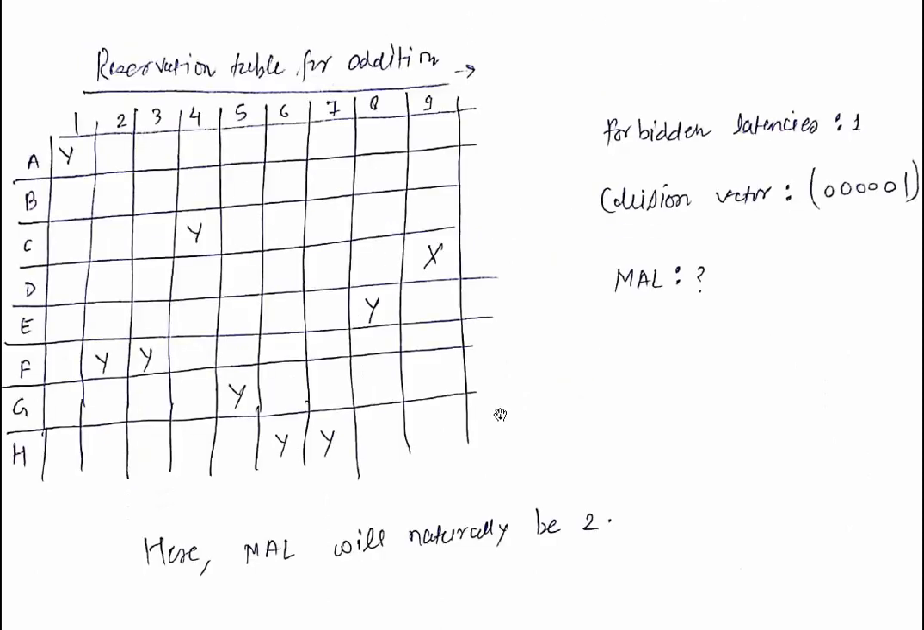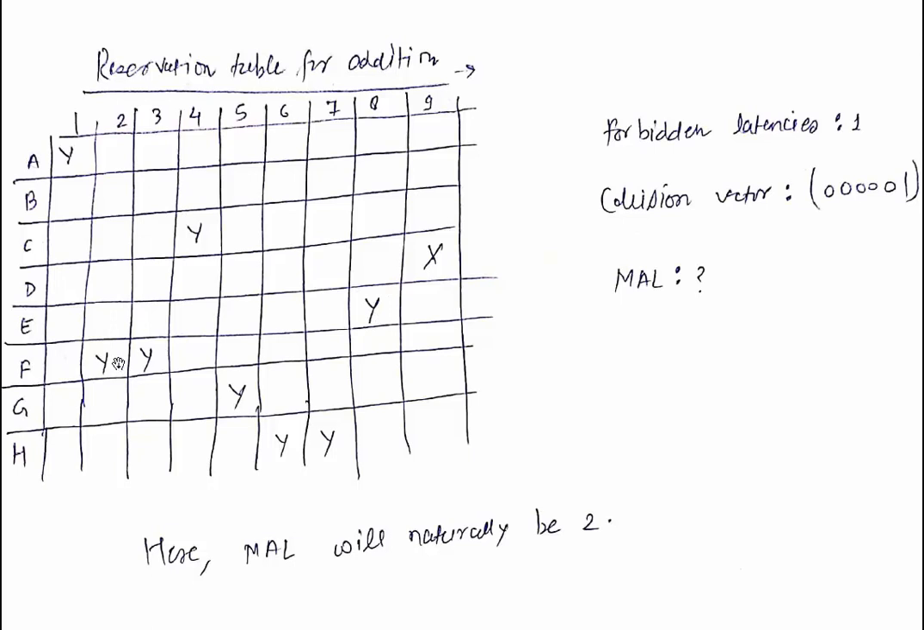Now please see the reservation table for addition. This is again an assumption that your addition operation takes 9 clock cycles, and you are going to use the stages A, C, D, E, F, G, H. So these many stages you are using. Now please find out the forbidden latencies. A has constant latency, so there would be no forbidden. B, there would be no forbidden. C, there would again be constant latency 4. For D, there would be constant latency 9. For E, there would be no forbidden, constant latency 8.